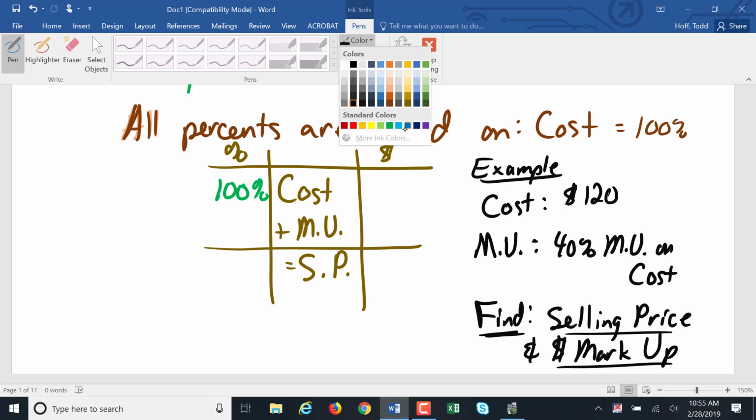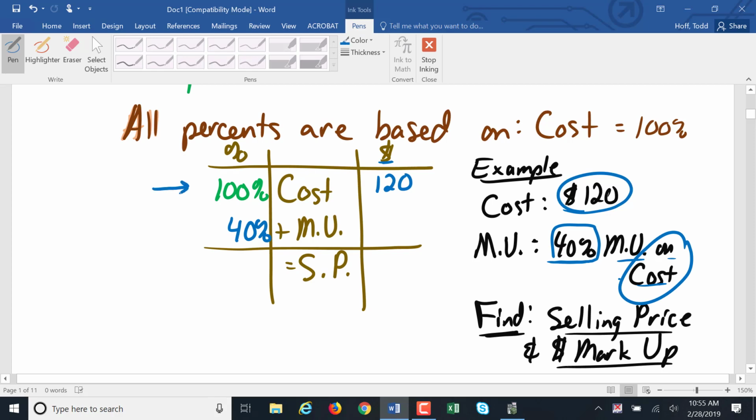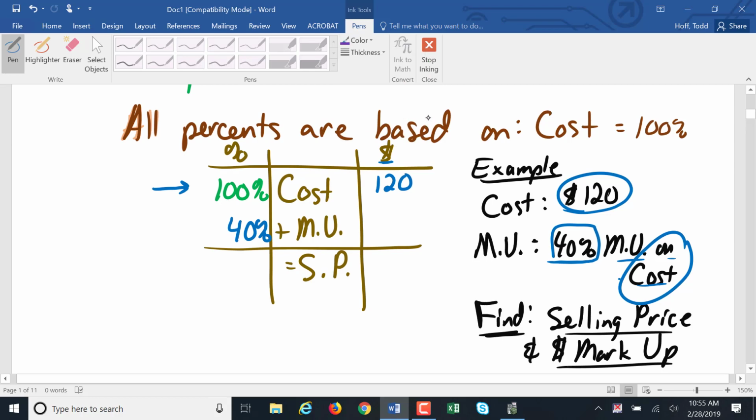So there's two pieces of information given here that are going to go along with what I already have. The first piece is that the cost is $120. So on the dollar side of the cost, I put in the $120. 40% markup on cost. Now there's actually two pieces of information in that statement. 40% markup means that 40% goes on the percent side for the markup. The on cost is just verifying that 100% should have gone with the cost. Now that's all the information we're given. Like I said, that 100% is hidden in that statement.